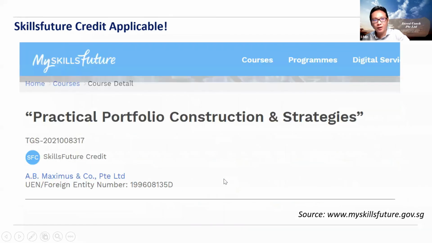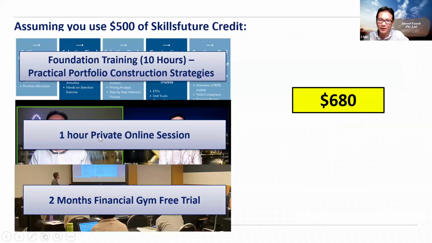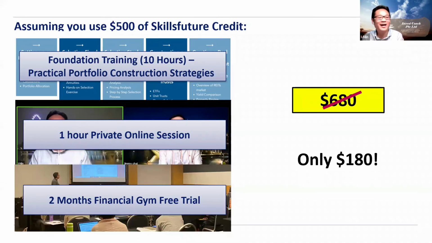Now, if you are not, you can actually use SkillsFuture. Okay, so if you go to the SkillsFuture website, myskillsfuture.gov.sg, you key in practical portfolio construction strategies, you can see our program there, and you can use SkillsFuture for this program. So think about this: 660, if you use your SkillsFuture credit, $180 for this program, which can potentially help you build a portfolio to achieve financial freedom. Do your maths, calculate the ROI. Is it worth it or not?